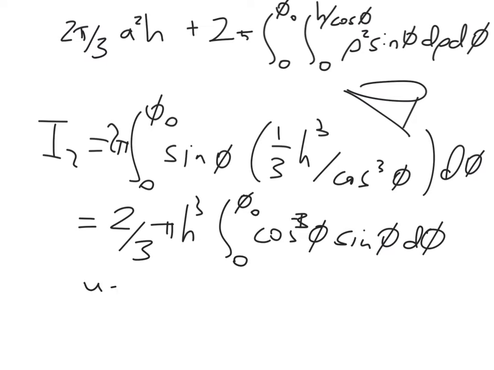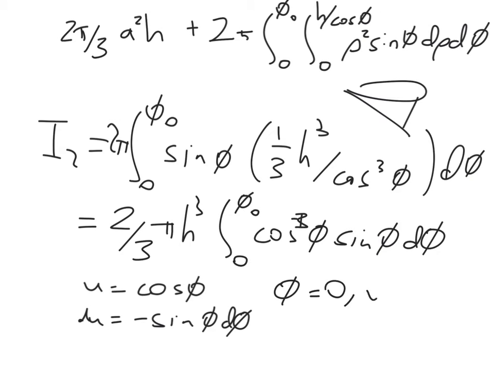So if we set u to cosine phi, then du is negative sine phi d phi. And we just need to think about the bounds. When phi is 0, u is equal to 1. And when phi is phi naught, well, we have already determined that the cosine of phi naught is h over a. So u is h over a.